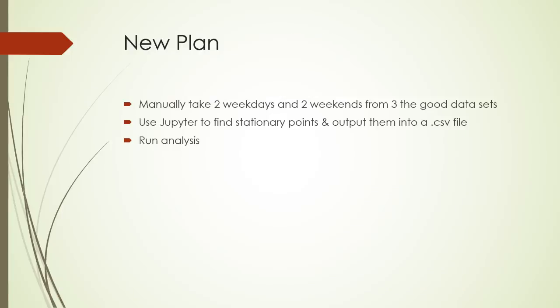So the new plan was to simply manually take 2 weekdays and 2 weekends, in other words, separate them with an Excel filter from the 3 good data sets that I could find. Then I would use Jupyter to do all the other stuff that we talked about in the original plan, find stationary points and output them into a CSV file, then run an analysis on the watered down data.